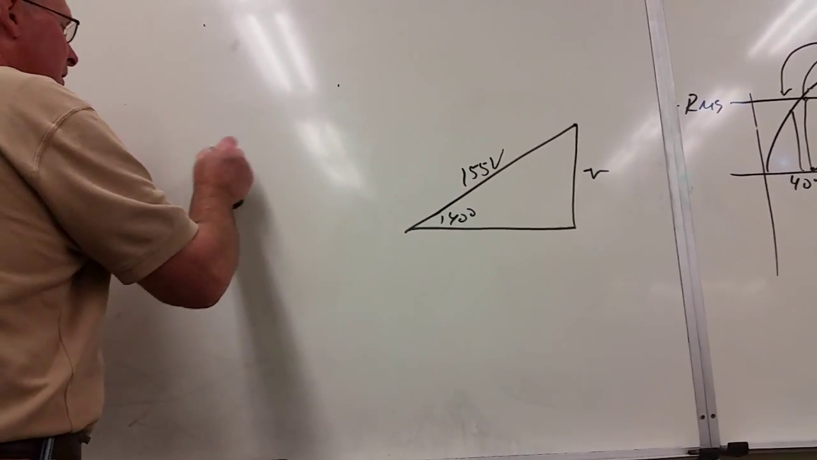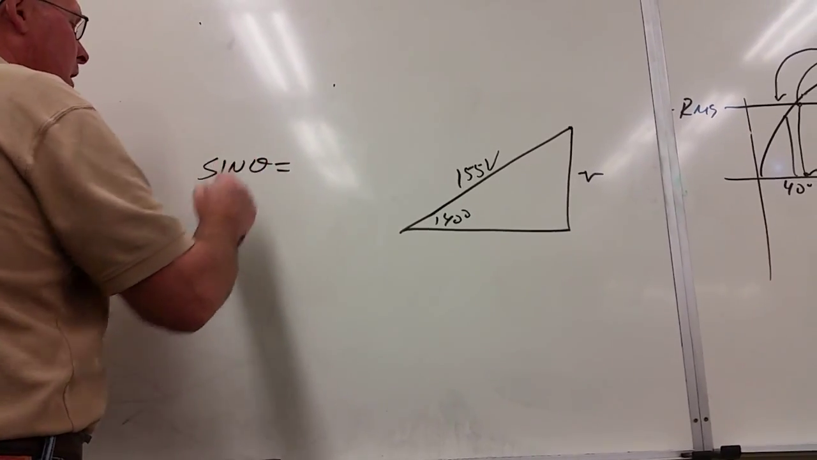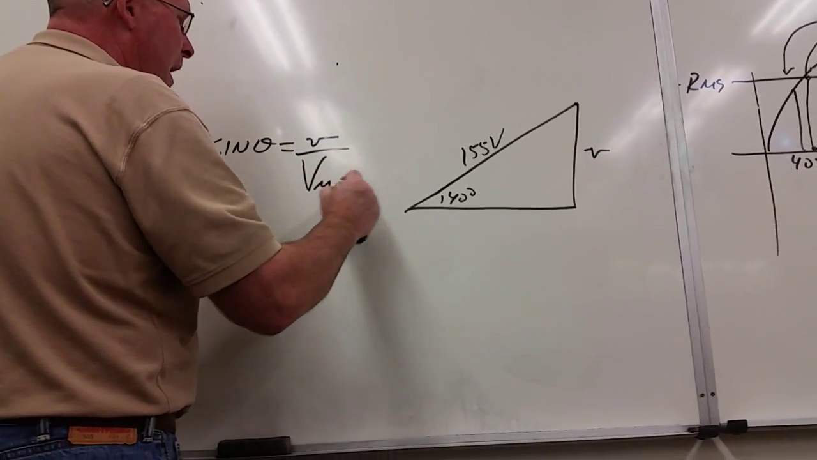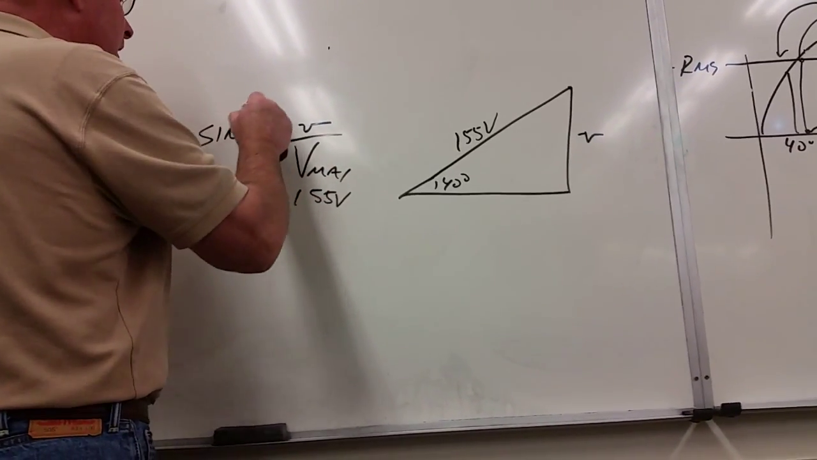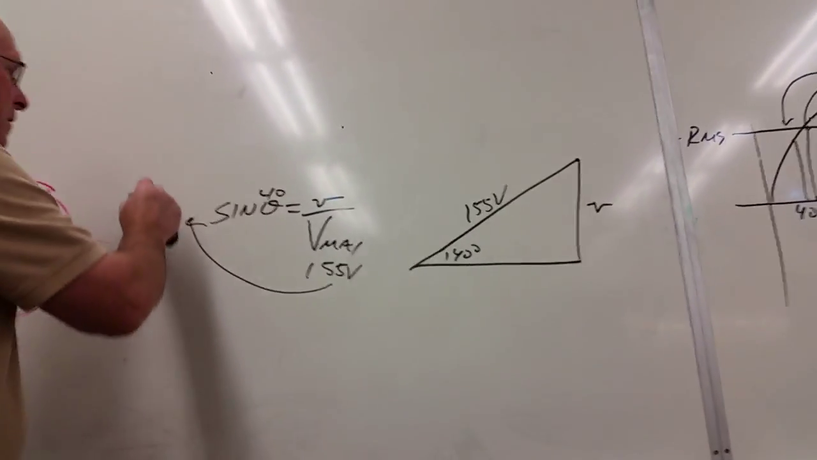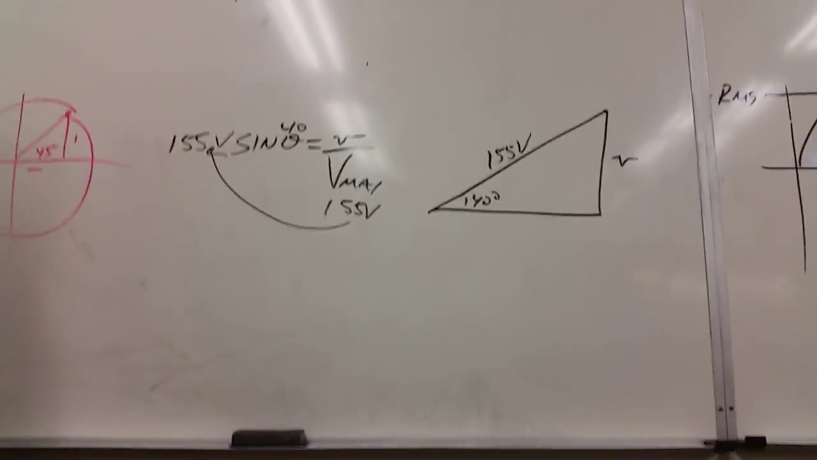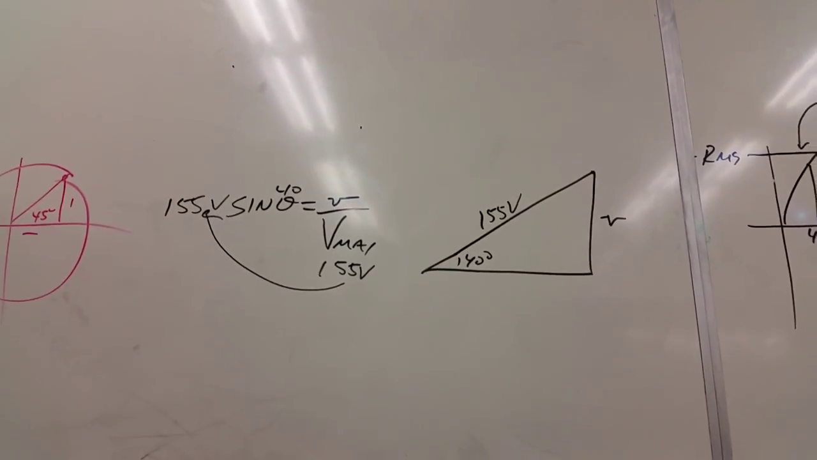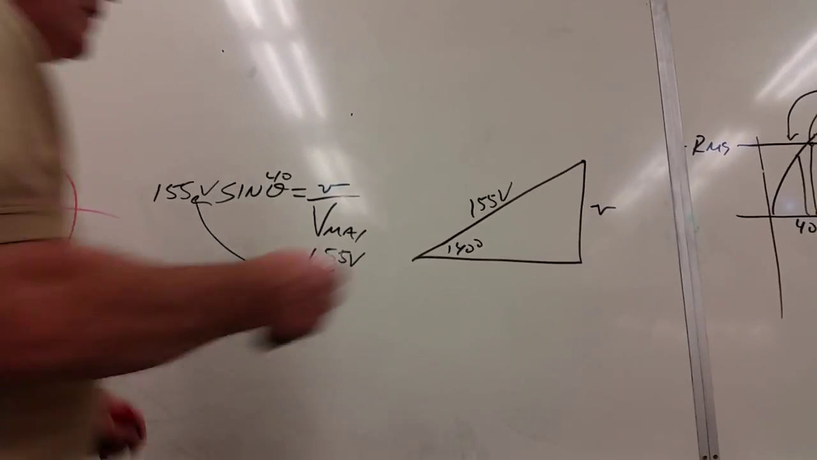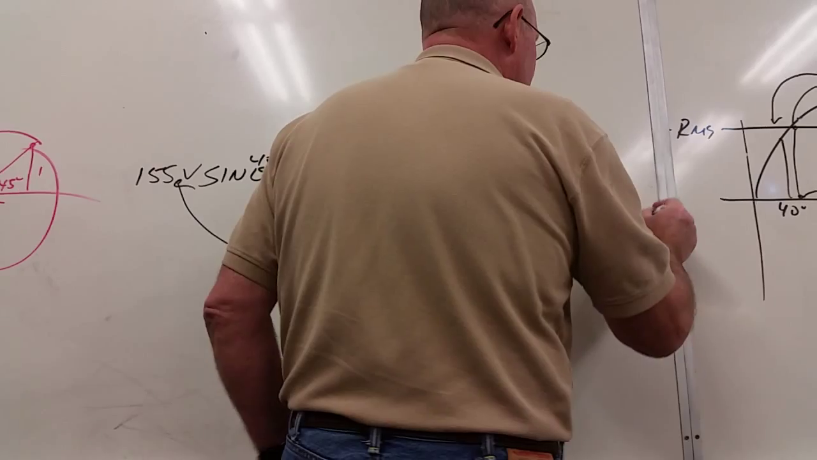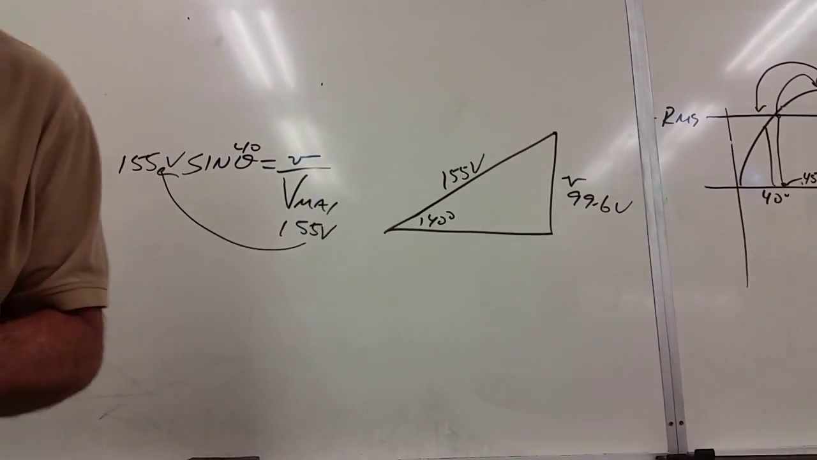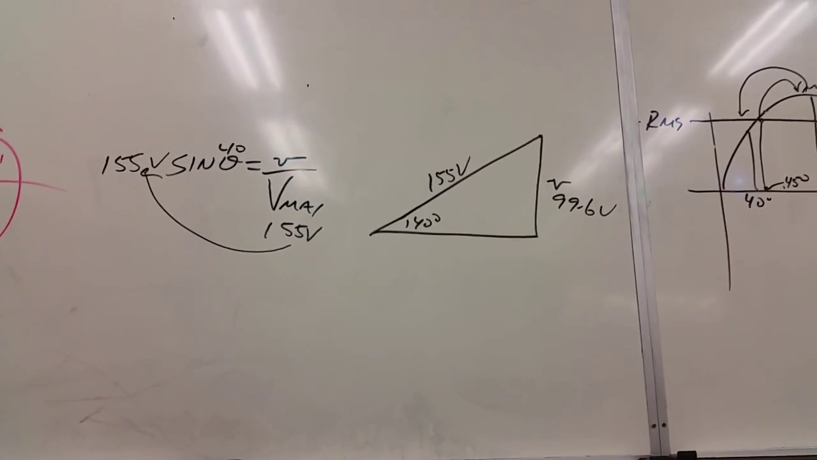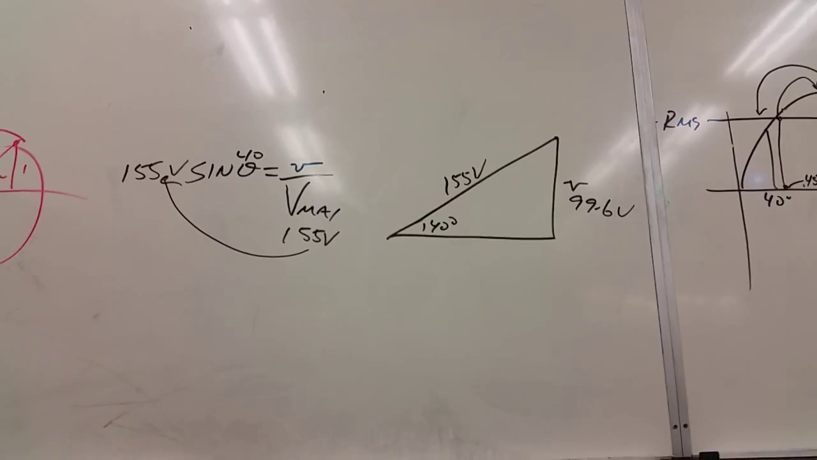Sine of theta equals what? The instantaneous value over V max, and I have 155 volts here, and I have 40 degrees here. So does that work? Yeah. Okay, so it does work. So if you have a question, go back to the formula. So what does the value come out to be? 99.6. But he was right, we were wrong. I got 100 volts. Yeah, it depends on how you round off. So it's going to be right around 100 volts.